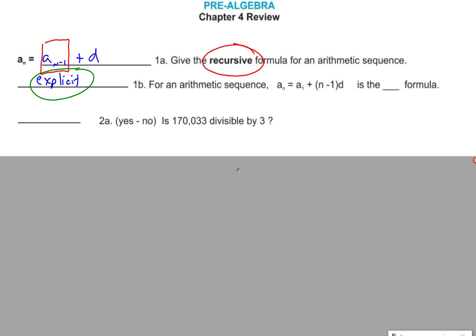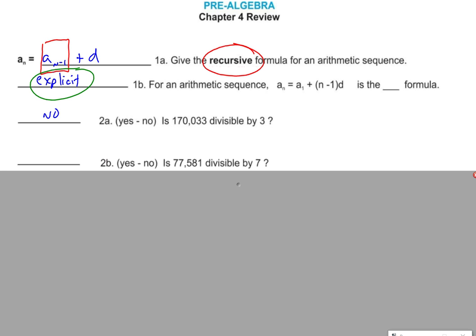All right, go ahead and do 2a. Yes or no? Is 170,033 divisible by 3? Shouldn't take you long on that. Class, yes or no? No, because it does not pass the divisibility test. Now, look, even though the 33 is good, you got to add 1 and 7, you get 8. 3 more is 11. 3 more is 14. Is 14 divisible by 3? No, and it's a no.